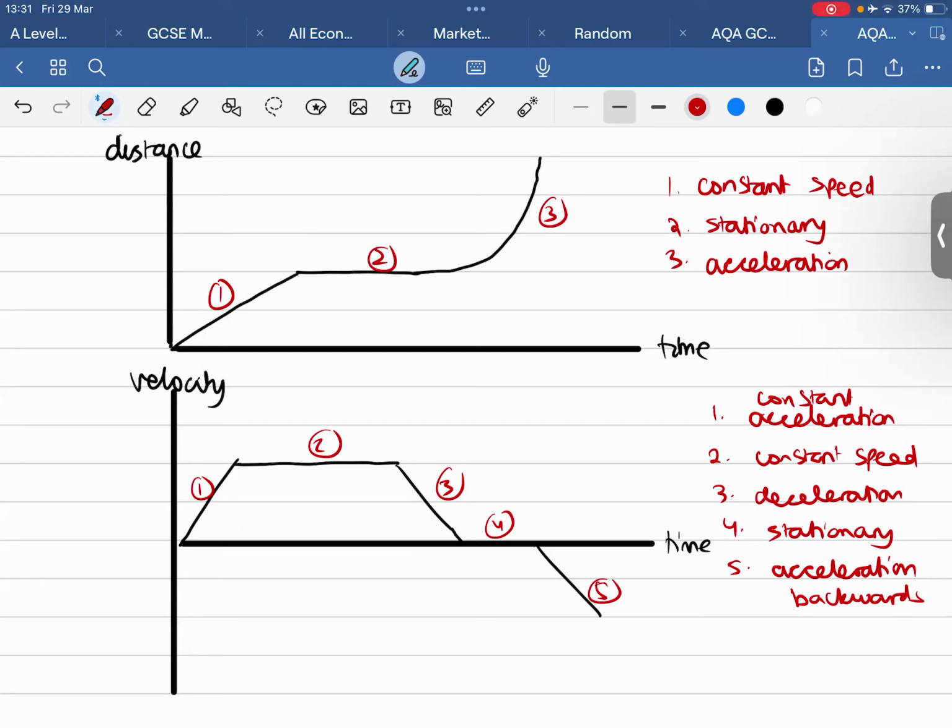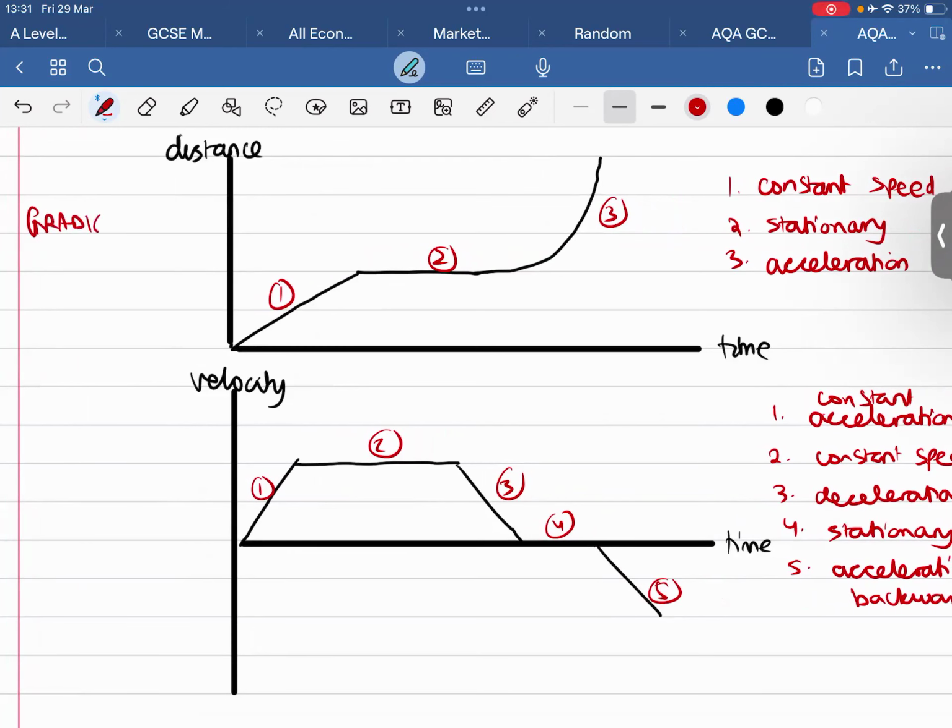Okay. With each of these graphs, we need to know what the gradient and what the area tell you. Any ideas? On the distance graph, does the gradient tell you your speed? Yeah. However steep it is, it tells you the speed. And the area doesn't tell you anything in this one.